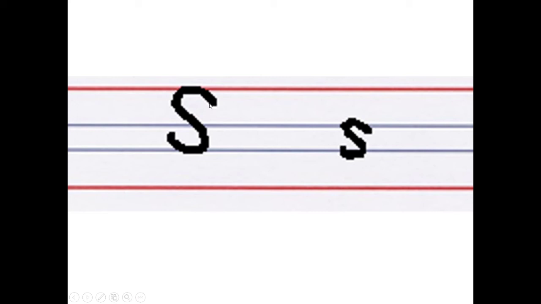S looks like a snake, right? Look, S capital comes between the first line and the third line. Come on. It's like a snake. Look at it. 1, 2, 3. Now, it's small. It looks the same as S capital, but it's much smaller. It comes between the second line and the third line. That's it.